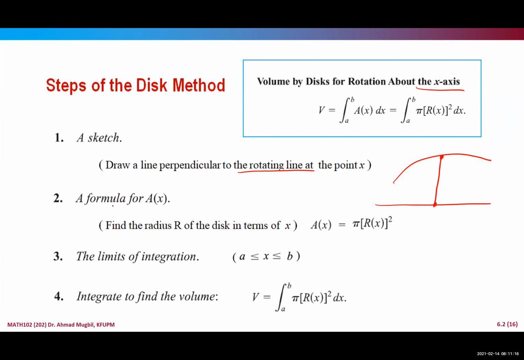Secondly, find the formula for A of x. The formula here is ready. To find A of x, you just need to find r of x, the radius r of the disk, and multiply by pi. In the third step, of course, you need to find the limits of the integration. Usually they are from the beginning of the solid until the end of the solid. Then integrate. This is the formula that we have.